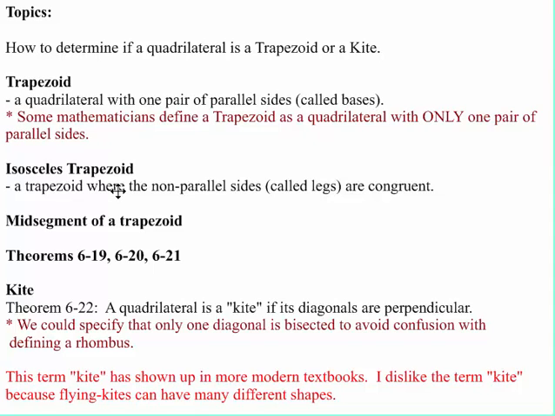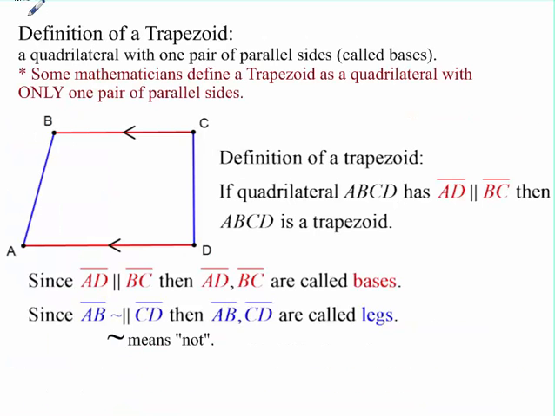We're going to talk about a special case of isosceles trapezoids, and a midsegment or a median of a trapezoid. Let's write the word median. They seem to be used interchangeably. And then we'll look at theorems and properties of a kite. So, definition of a trapezoid. It is a quadrilateral, a closed four-sided figure where two sides are parallel.